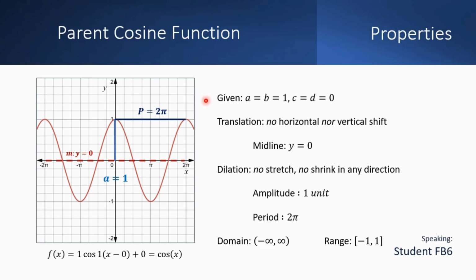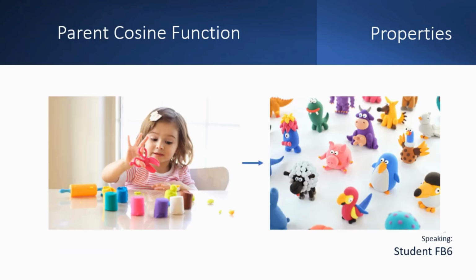The innate or natural domain of any cosine function is all real numbers ranging from negative infinity to infinity, and an untransformed cosine function has range from -1 inclusive up to 1 inclusive.